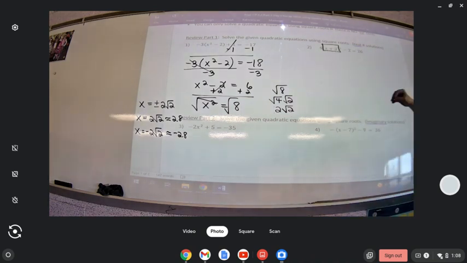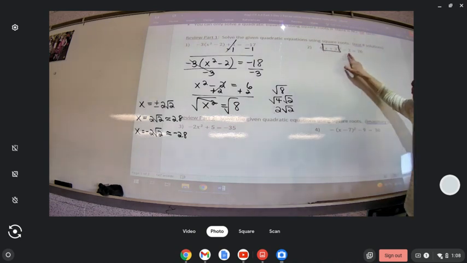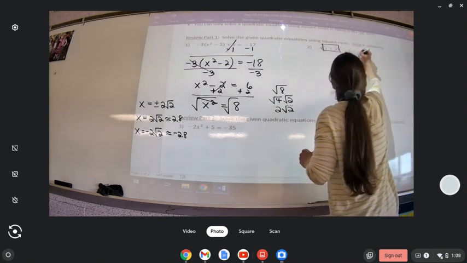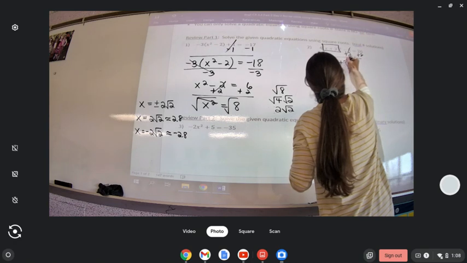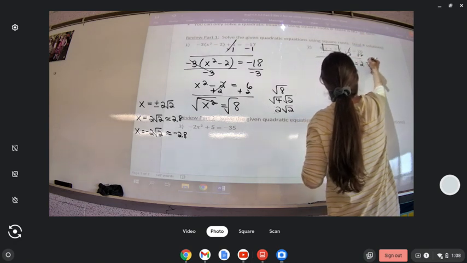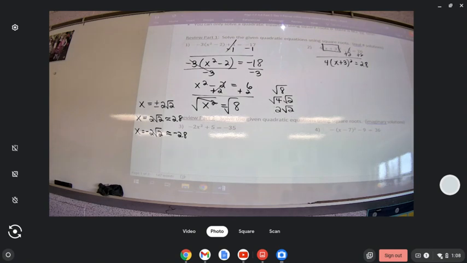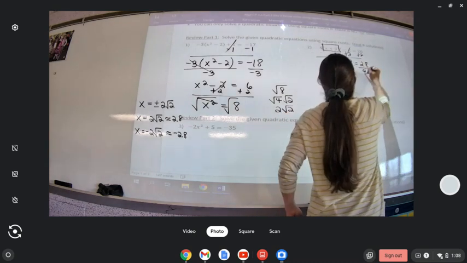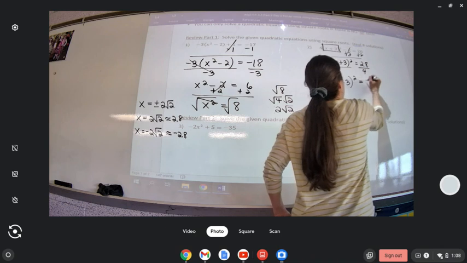So since we can't distribute, let's just start moving things away. So who are you going to move away first, the 4 or the negative 2? The negative 2. Add it. Then we're going to get 4 times the quantity x plus 3 squared equals 28. Now, since you cannot distribute the 4, instead of multiplying by 4, how do we cancel the 4 out? Divide it away. And then we are left with the quantity x plus 3 squared equals 7.